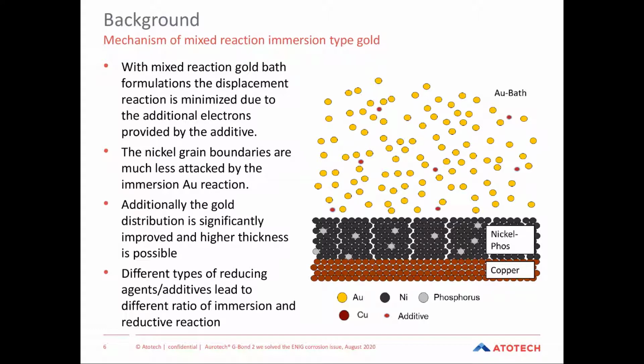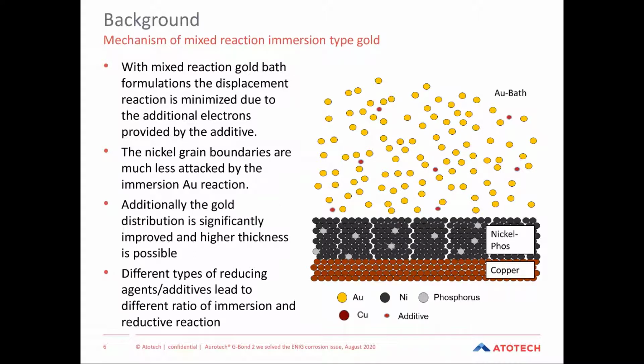Typically, the areas which are attacked most are the areas in between the nickel nodules, because there we have a lower phosphorus content compared to the bulk nickel layer. So these are the weakest areas, and this is typically where the corrosion attack takes place. The purpose of the additives is actually to level the corrosion attack and to distribute it more evenly over the whole nickel layer.